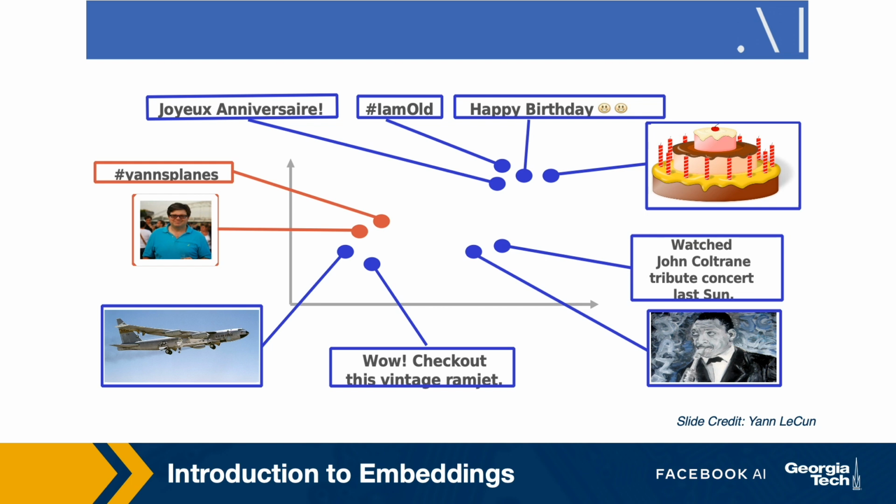Usually, the distance between the vectors in the space is used as a similarity function for different objects. For instance, we want to map similar objects closer in the space. In this case, at the upper right, there's a video about a birthday cake, and it's mapped close to the text "Happy Birthday" and the hashtag "I'm old".